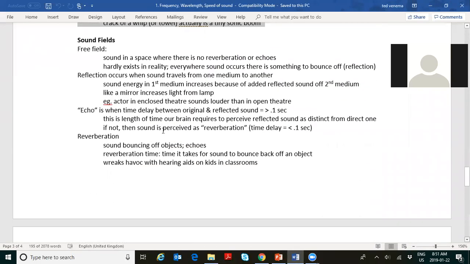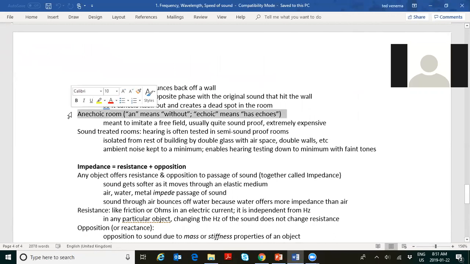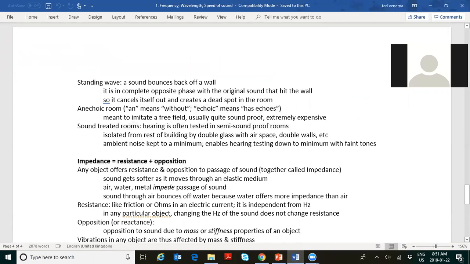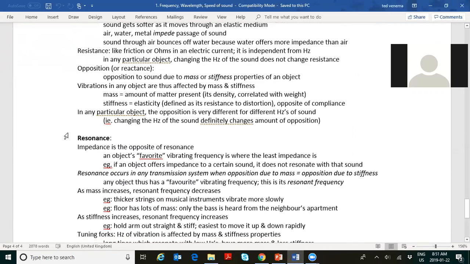Next week, we'll talk more about sound fields, reflections, echoes, reverberation. We'll talk about anechoic rooms, the sound-treated rooms where hearing testing is done. We'll talk about something called impedance, and we'll also finish more regarding resonance, the favorite vibrating frequencies of objects. Just like a wine glass at Christmas, you lick the rim, or like a pop bottle when you blow in the top.